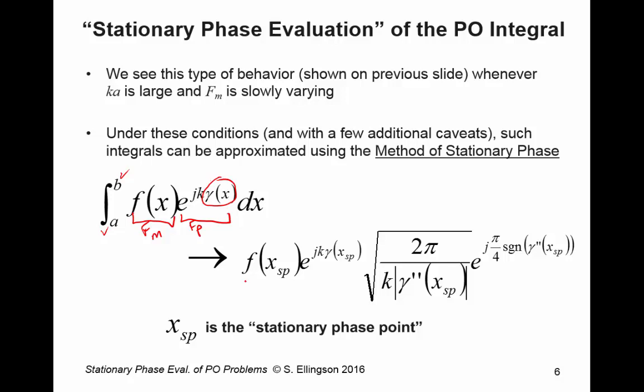Then it turns out that we can write this integral to a very good approximation, and this is an approximation to be sure, as this F sub m part evaluated at the stationary phase point, F sub p evaluated at the stationary phase point, and then some additional constants. And both of these things depend on second derivatives of this function gamma, which is identified here. So the basic scheme is you get the integral in this form, you identify gamma, you identify the stationary phase point, and then you can compute this integral, or this closed form expression here.